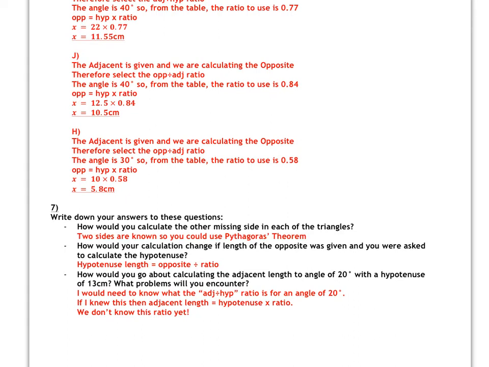It's asking us how would we work out, say, the adjacent if we knew the hypotenuse with a 20-degree angle. Well, we'd need to know the ratio for this, and obviously we'd need to know the ratio if we had any angle, and we'll get on to that later. But now I want to talk a little bit more about these different ratios.